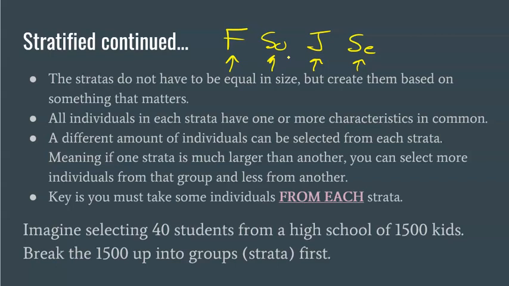When I was doing my hotel example, this would be breaking them up by their label: 1-star, 2-star, 3-star, 4-star. So those were the strata I created based on something they had in common. All the good hotels went together, all the bad hotels went together, and I wanted to get a nice mix, so I took a couple hotels from each of those ranking categories.